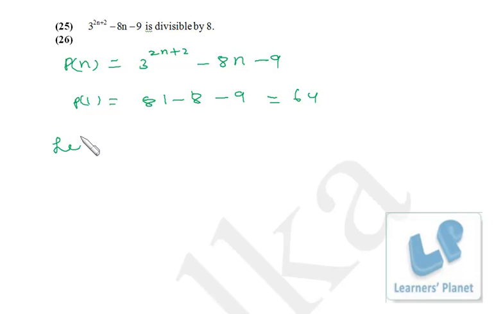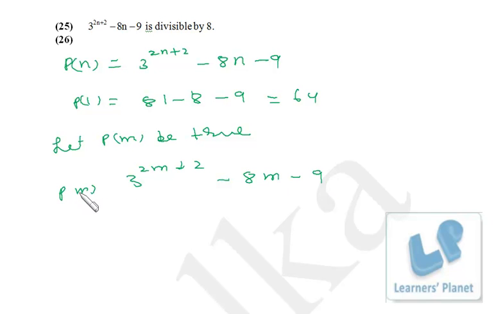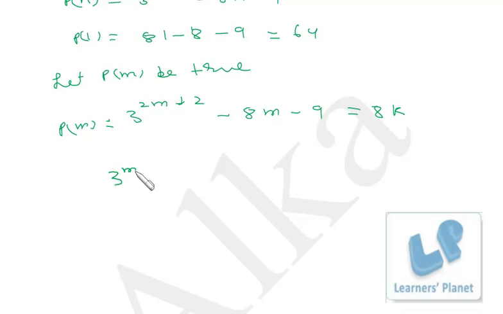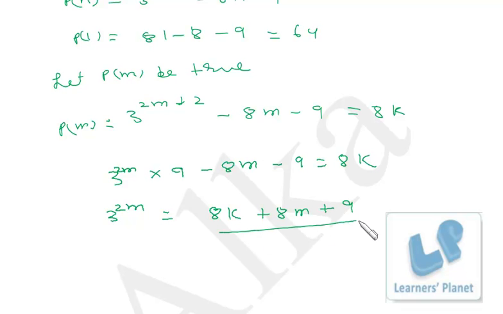So let Pm be true. That means 3 raised to 2m plus 2 minus 8m minus 9 is divisible by 8, so I can write this down as 8k. Okay, make it simple. 3 raised to 2m into 3 square, that is 9, minus 8m minus 9 is equal to 8k. So 3 raised to 2m is equal to (8k plus 8m plus 9) by 9. Okay, that is the value of 3 raised to 2m.